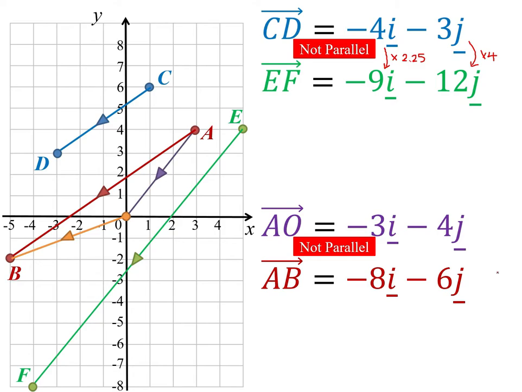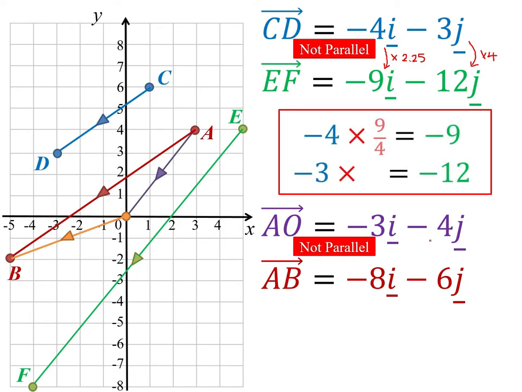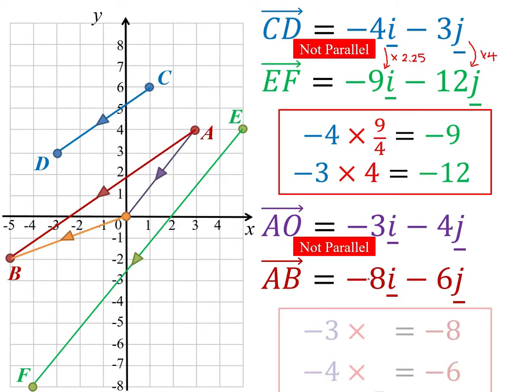Same for AO and AB. Here I already wrote it down. Same for AO and AB, you realize that for negative 3, you have to multiply by 8 over 3 to get negative 8. Negative 4, you multiply with 3 over 2 to get negative 6. Again, you can see they are different. So once you have different values here, we cannot factorize any value out to get the ratio between AO and AB. So this is what happens if the vectors are not parallel.